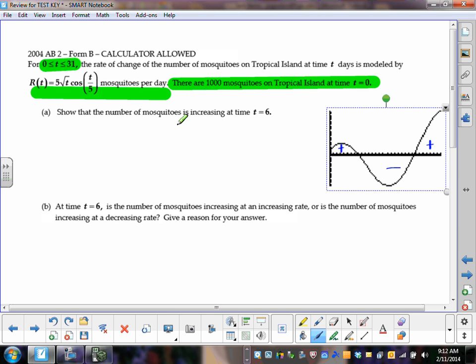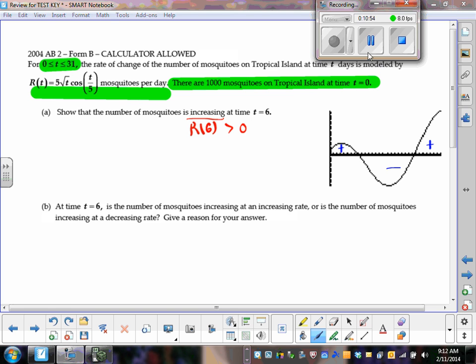It says show that the number of mosquitoes is increasing at time t equals 6. So we're going to do increasing means the rate, which really just means r of t is greater than 0, and specifically r of 6 is greater than 0. Okay, show that the number of mosquitoes is increasing at time 6. So we're supposed to show that at time 6, r of 6 is positive. We cannot use the graph sketch for that. We actually have to get the value.